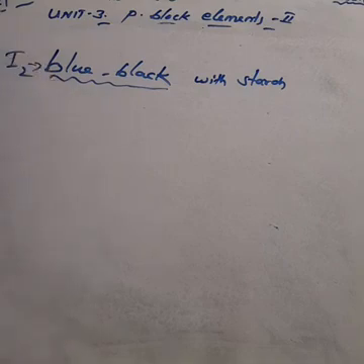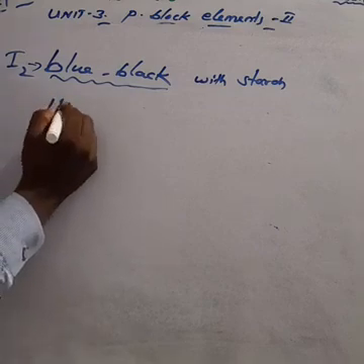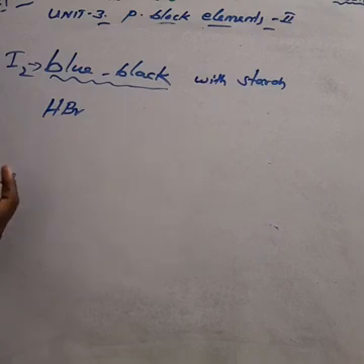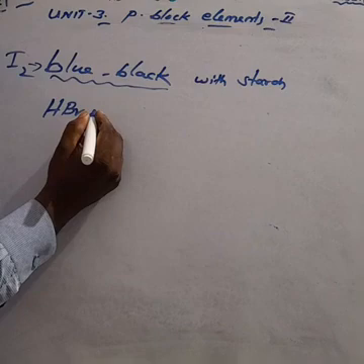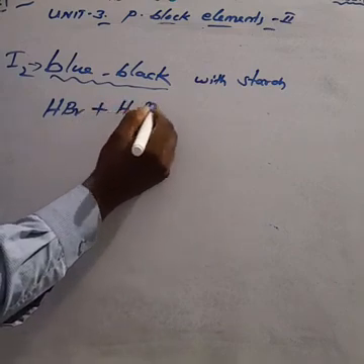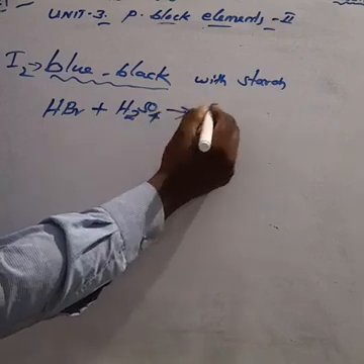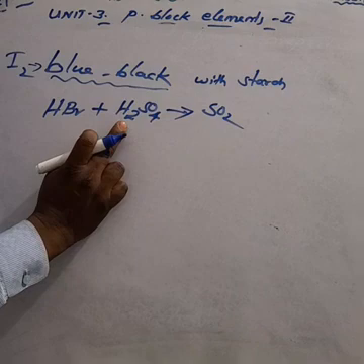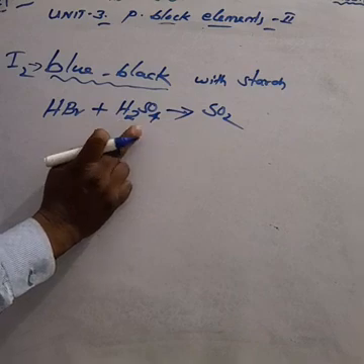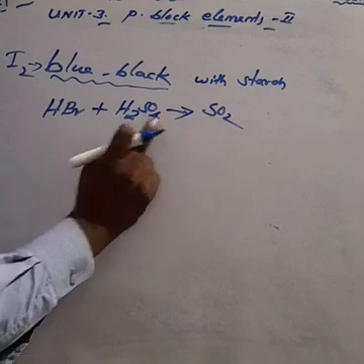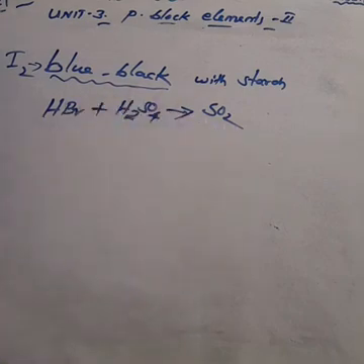Hydrogen bromide is more difficult to oxidize as we are comparing with hydrogen iodide. Here hydrogen bromide slowly reduces sulfuric acid to SO2. What is the formula of sulfuric acid? Previously we learned that sulfuric acid is H2SO4. It is slowly reduced into SO2. Am I right?